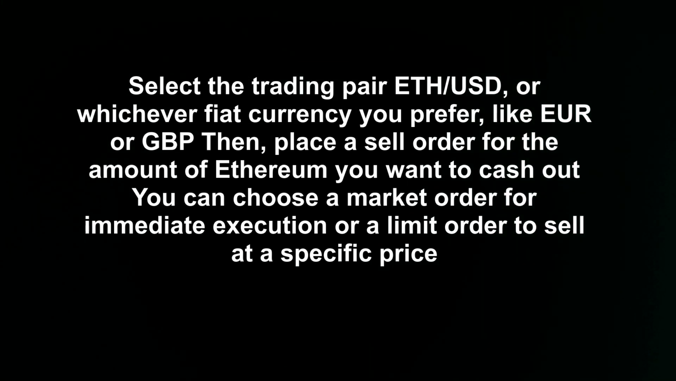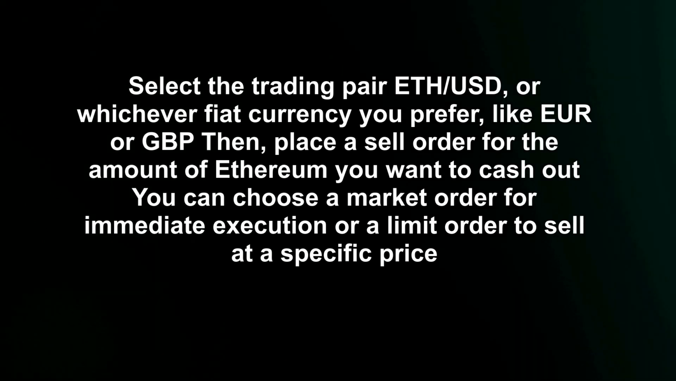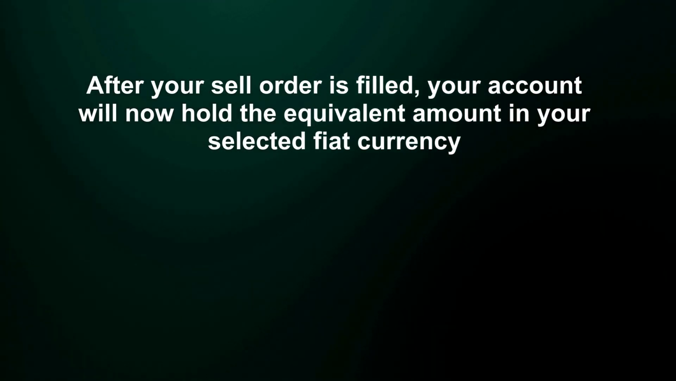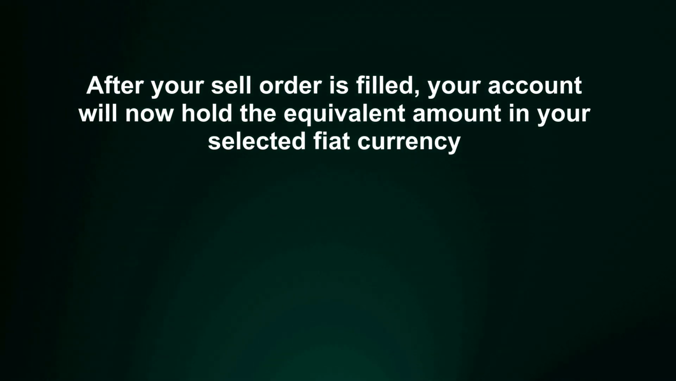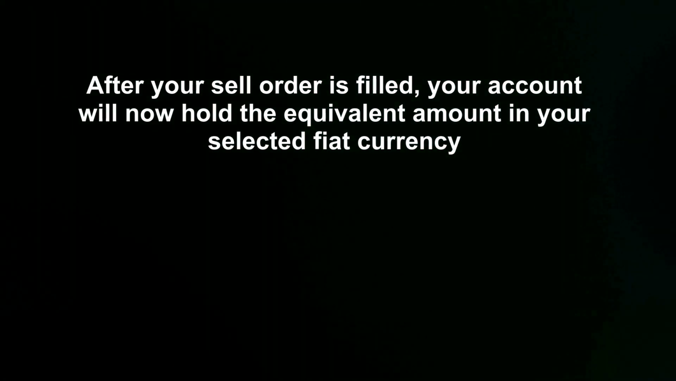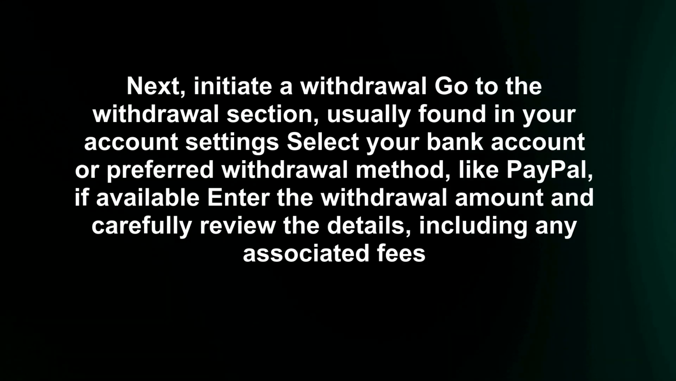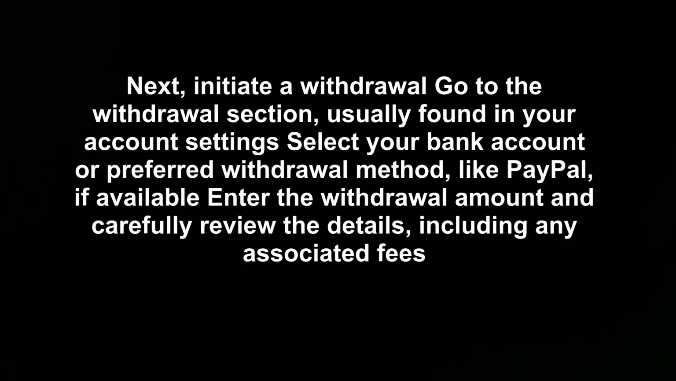You can choose a market order for immediate execution or a limit order to sell at a specific price. After your sell order is filled, your account will now hold the equivalent amount in your selected fiat currency. Next, initiate a withdrawal. Go to the withdrawal section, usually found in your account settings.